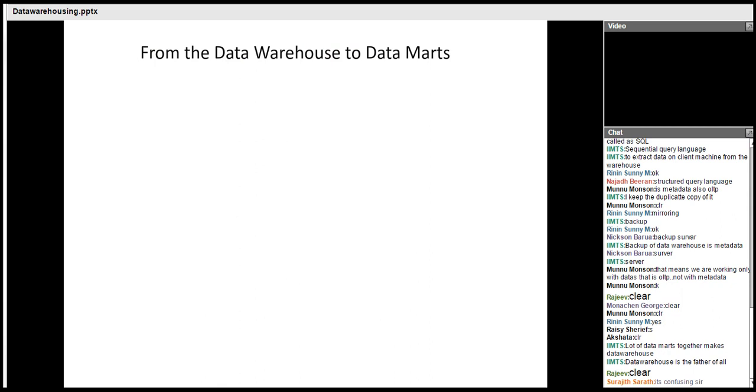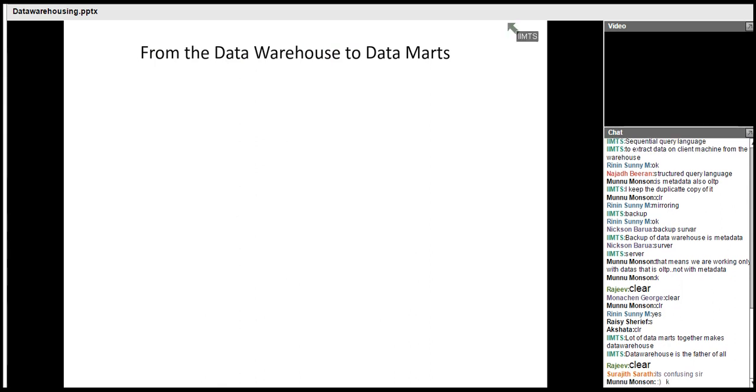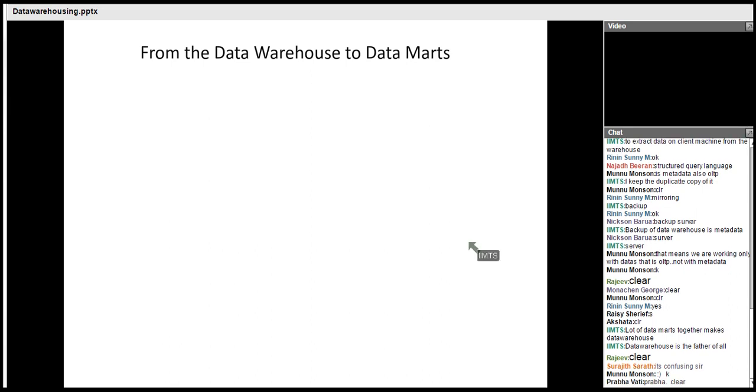Now moving ahead. It's not confusing, Surajit. The data warehouse is just the bigger place where you dump a lot of small data. Suppose you have a big showroom of shoes, and you brought shoes of different companies. You brought shoes of Nike, you brought shoes of Bata, from different companies who manufacture shoes.